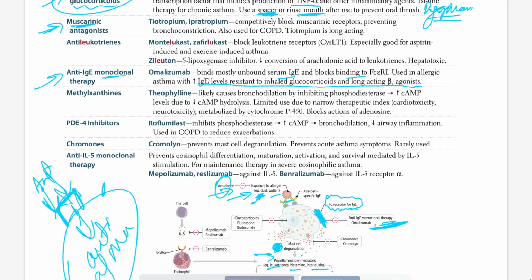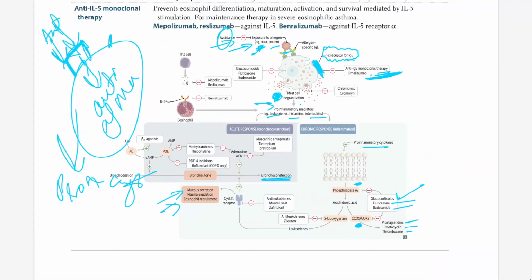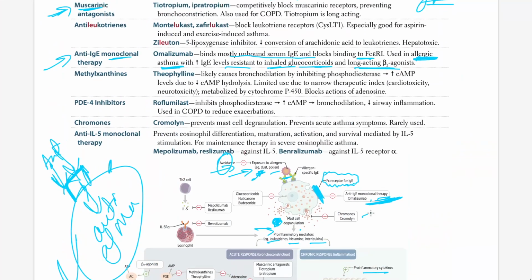So let's read it from there one more time. It binds unbound serum IgE and blocks the binding to the Fc epsilon R1. It is used in allergic asthma, specifically with increased IgE levels resistant to inhaled glucocorticoids and long-acting beta-2 agonists. Okay, and then the next one, since we are here, let's talk about cromolyn, which is right here.